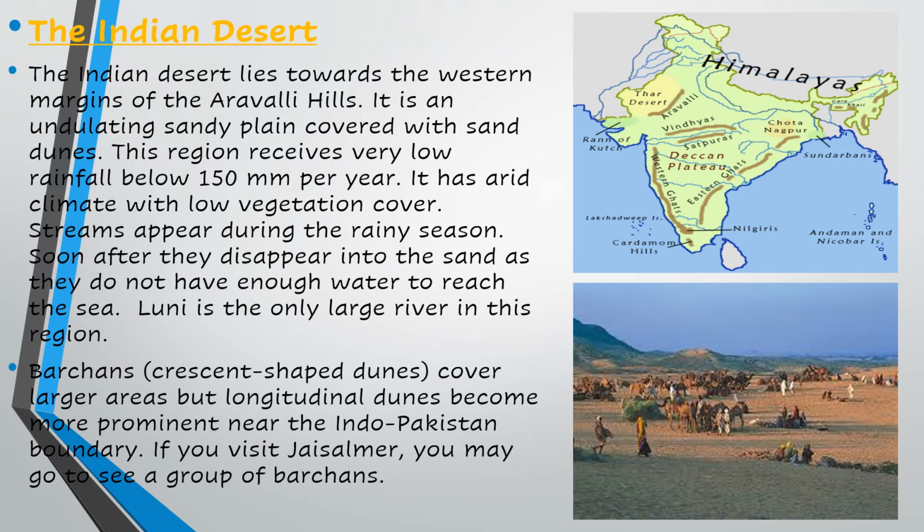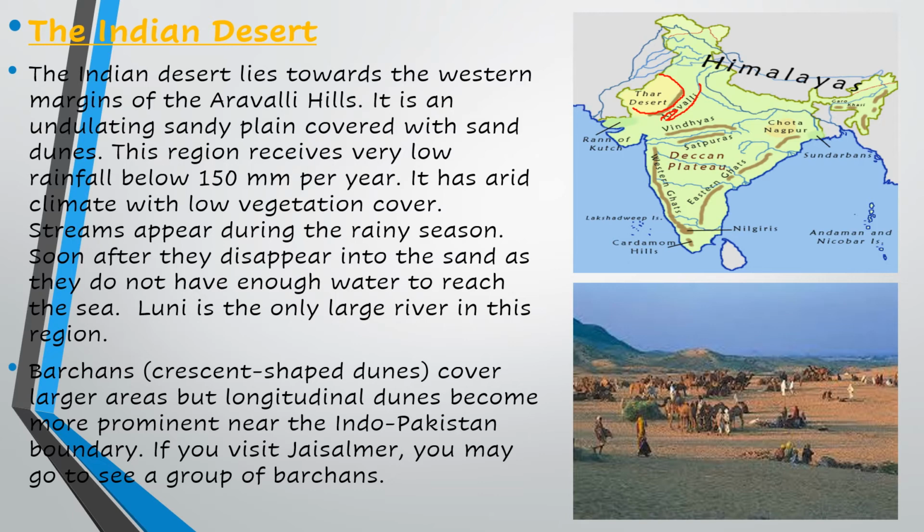Going ahead with the Indian desert. The Indian desert lies to the western margin of the Aravalli Hills. So the Thar Desert is known as the Indian desert and it lies to the western margin of the Aravalli Hills. You can see the Aravalli Hills over here. It lies towards the western margin. It is an undulating sandy plain covered with sand dunes.